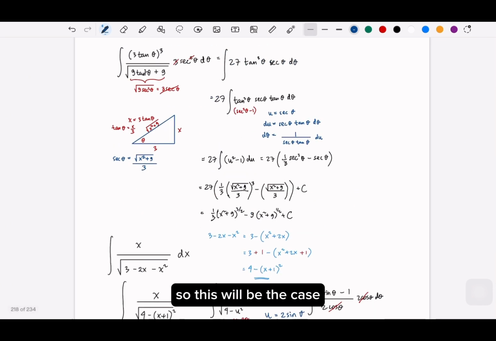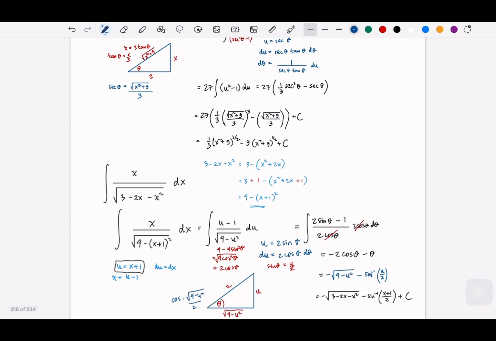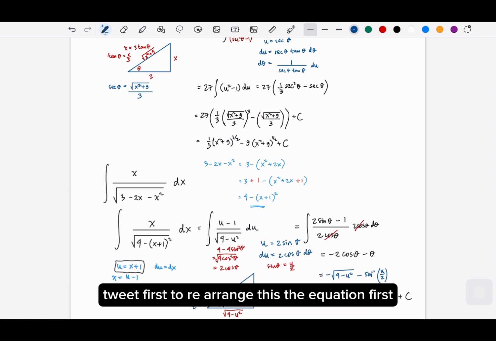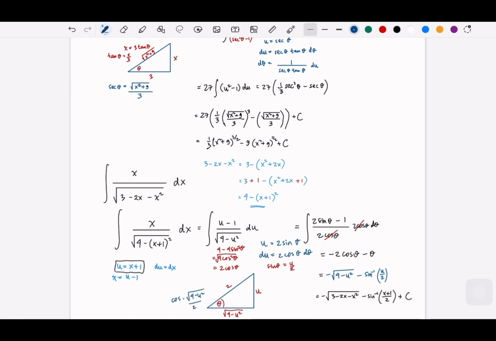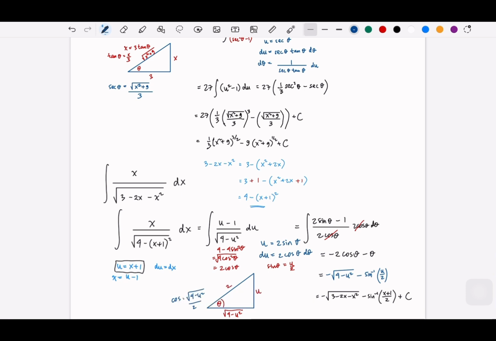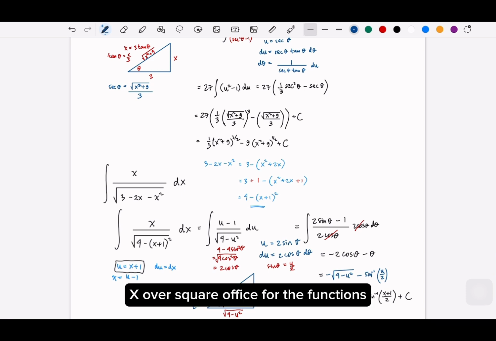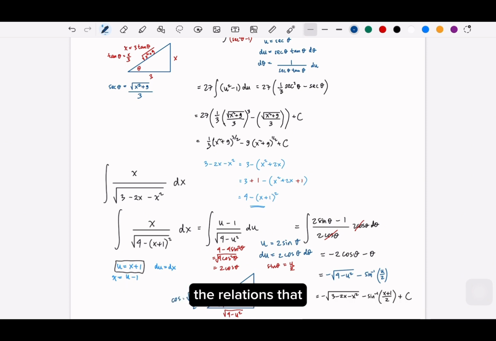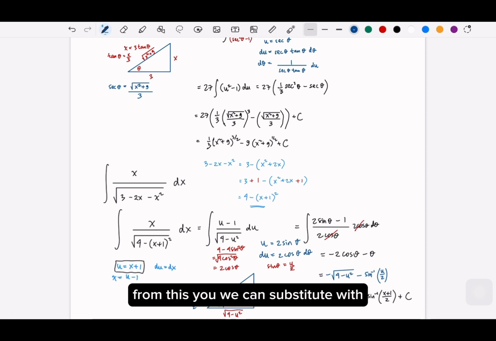So this will be the case, and then there are also cases that the function itself is not specifically showing that it can be substituted. So you need to tweak first, to rearrange the equation first, to get the idea that we can have this kind of structure. So from this x over square root of this quadratic function, we can complete the square, and then we can have the relations that, for obvious reason, we can substitute this x plus 1 with some u, and then from this u, we can substitute with the trigonometric function.